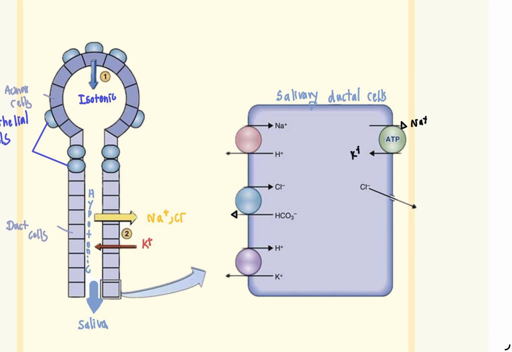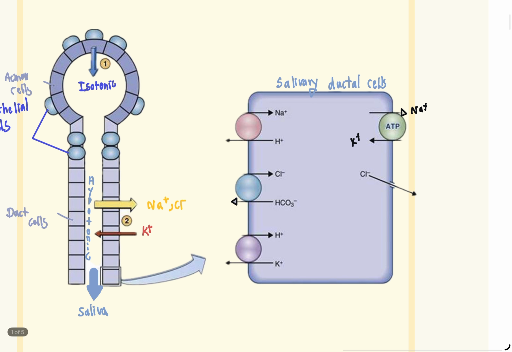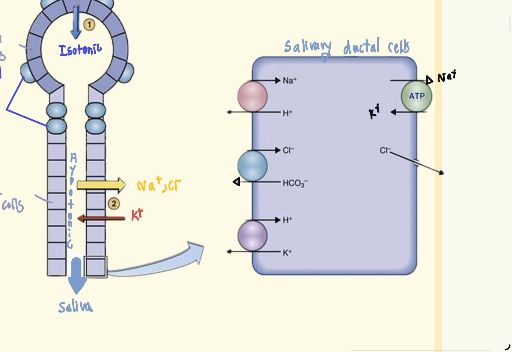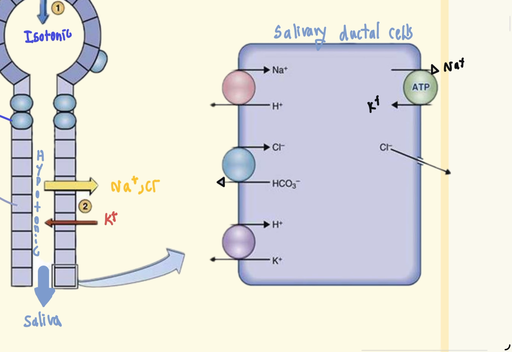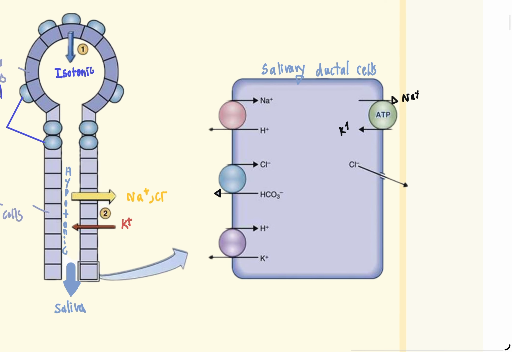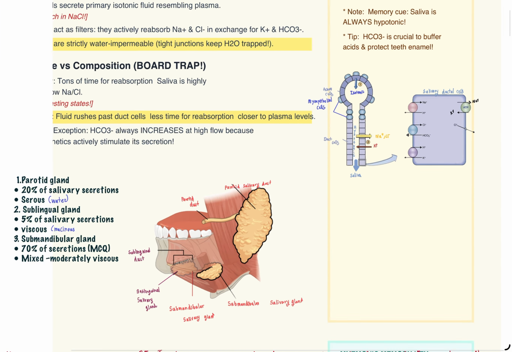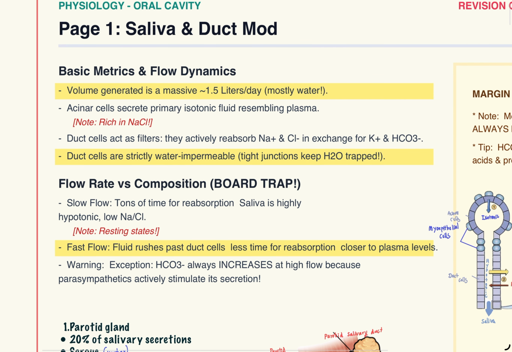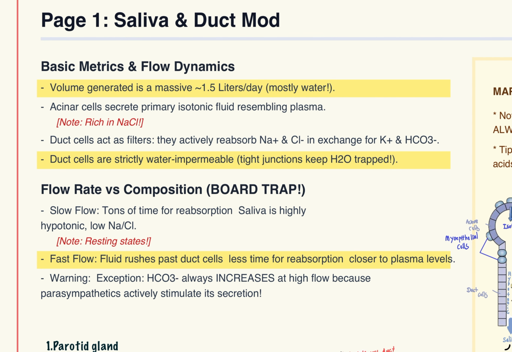Sodium is taken and H plus is given out, and chloride ions are taken and bicarbonate ions are given, and potassium plus is given. So here you can see H plus is given and then again taken, while there's net outflow of HCO3 minus from the salivary ductal cells. So the volume generated is massive, 1.5 liters per day.